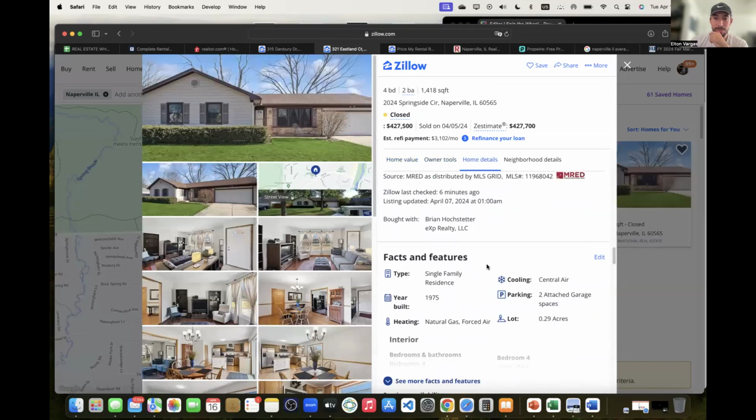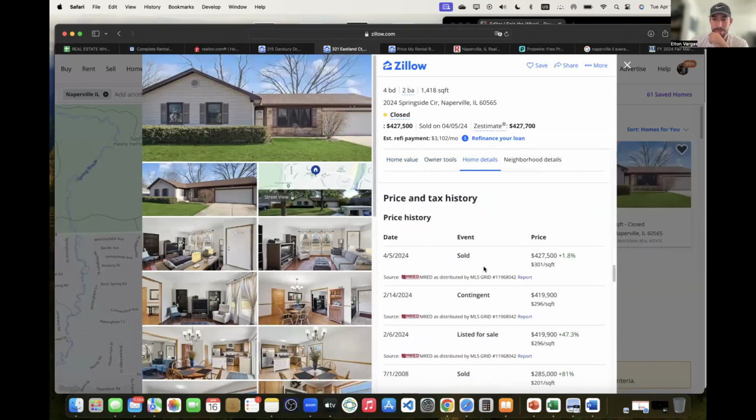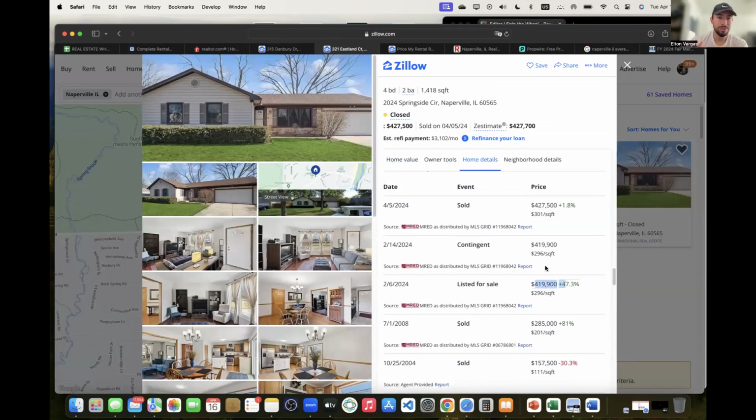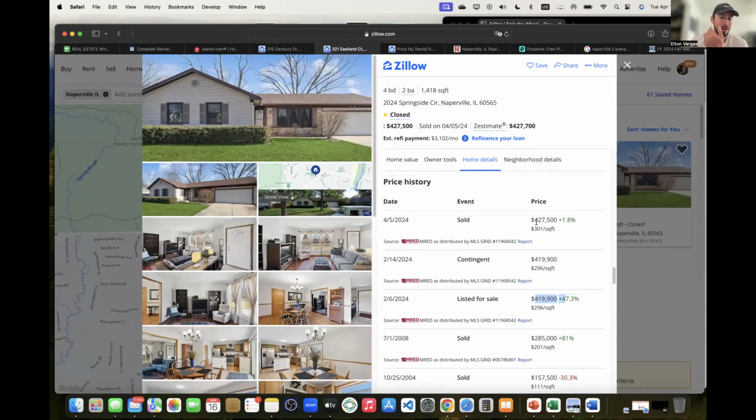How much did they start up with? They had to start up a little bit high, probably. It was listed at 419. You see, even this property at 419, it went over asking. That would be my strategy if I was an agent.